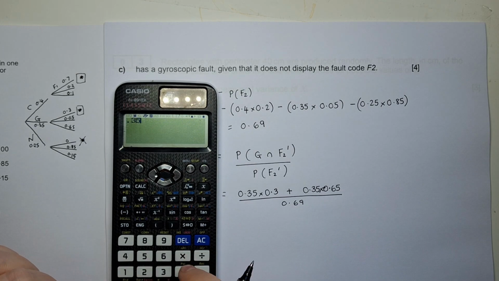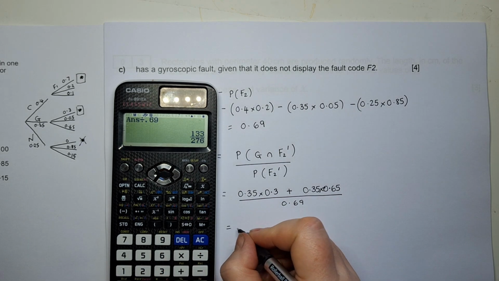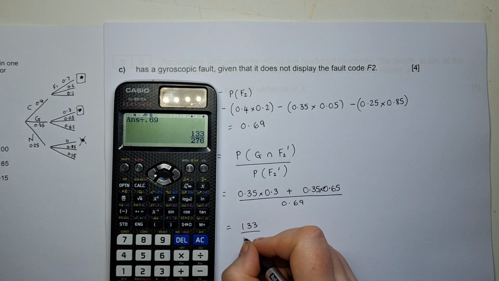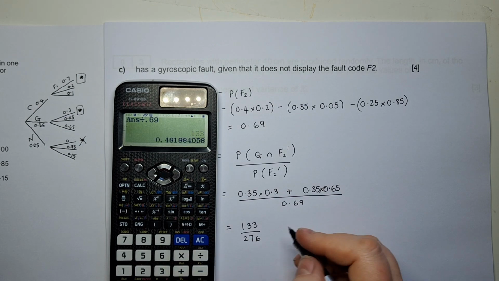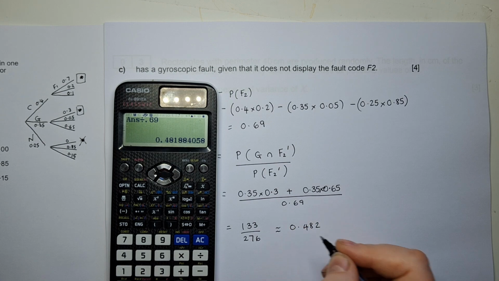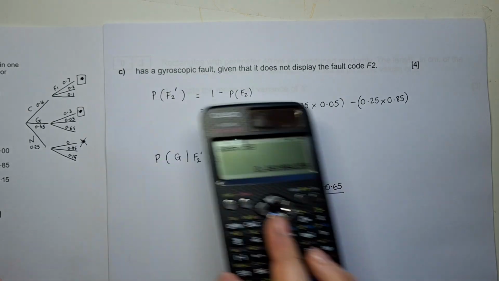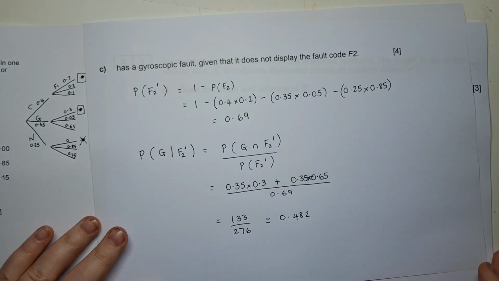Okay, so 0.35 times 0.3 plus 0.35 times 0.65. Obviously you could lump them together and say it's 0.35 times 0.95. Divide that by your 0.69 and you get, as a fraction, 133 over 276, which is the same as 0.482 roughly. There's various ways that you might have got to that answer. You might not have done exactly the same way as me, but you should agree with the answer at the end.